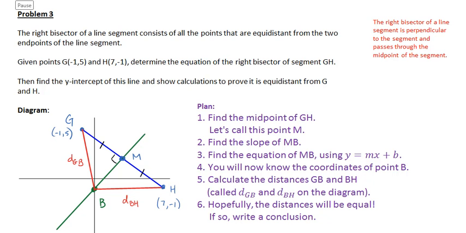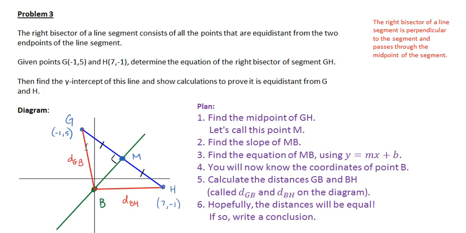Here's the diagram and the plan that we created in class last Friday. We're going to find the midpoint of GH, and we're calling it point M, which is right here. We're going to find the slope of MB, which is the green line, and find the equation of the green line using y equals mx plus b. Then we're going to know the coordinates of point B because that'll be the y-intercept, so that'll be easy.